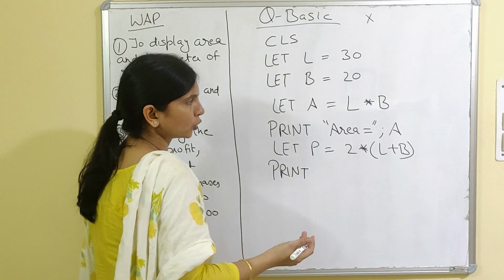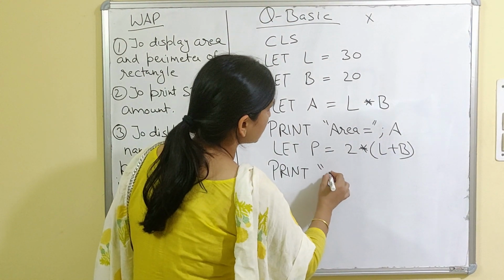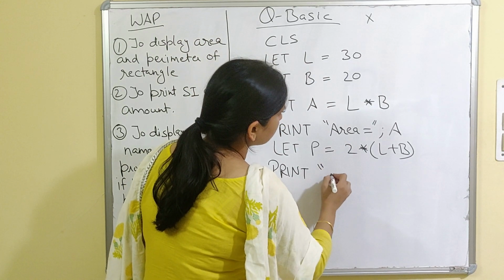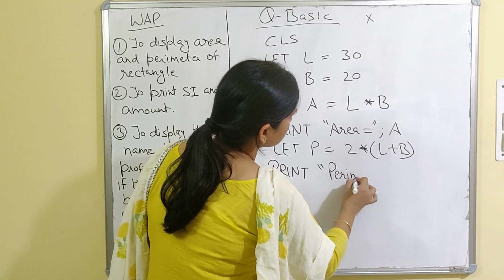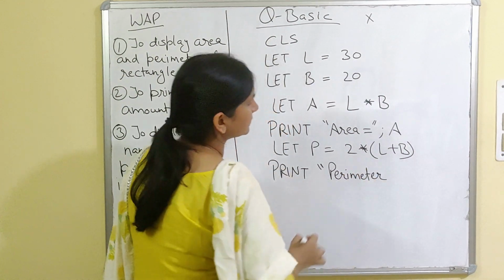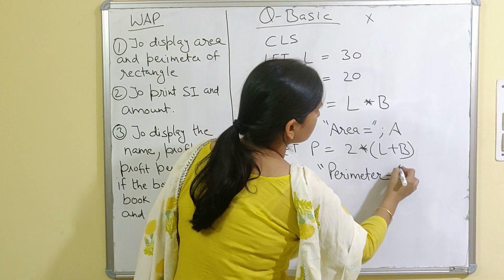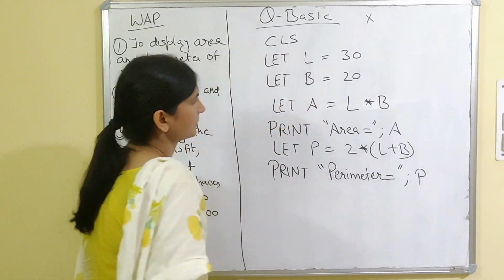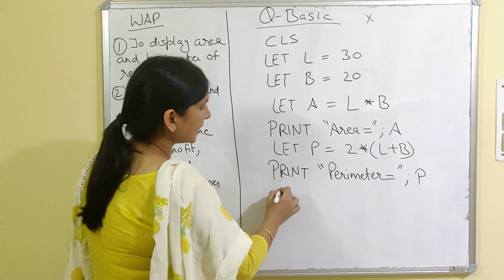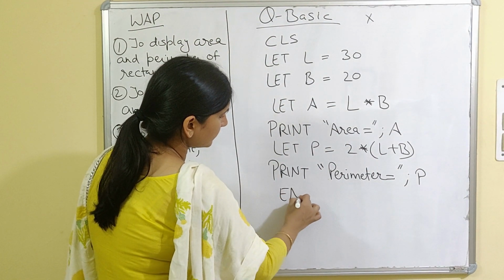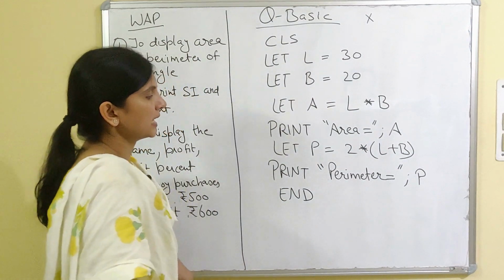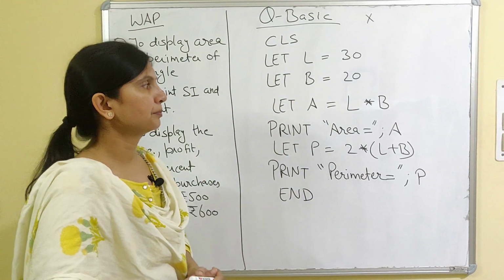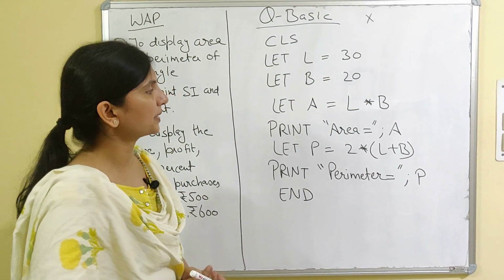How do you print some variable along with a message? Start with inverted double quotes, then perimeter equals to, double quote close, semicolon, and the variable is P. Fine. And to show the end of the program, we use end. End is a statement. So this is a small program to display area and perimeter. Very easy. I hope it is clear.